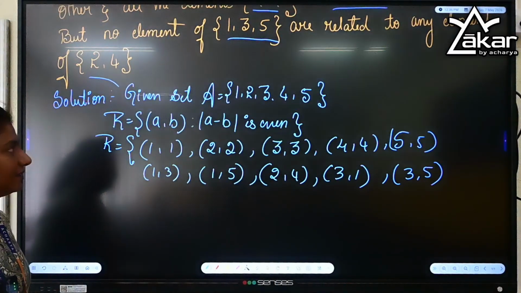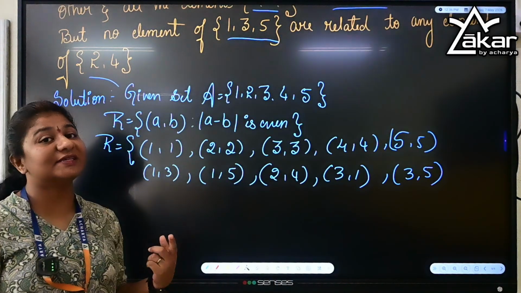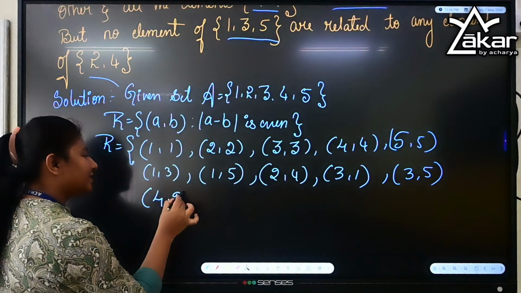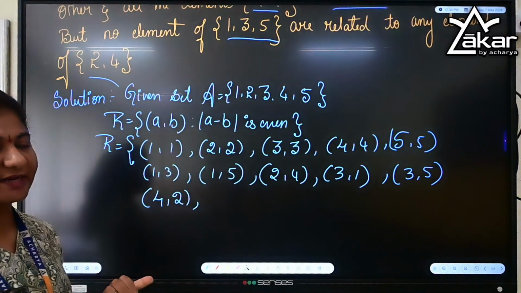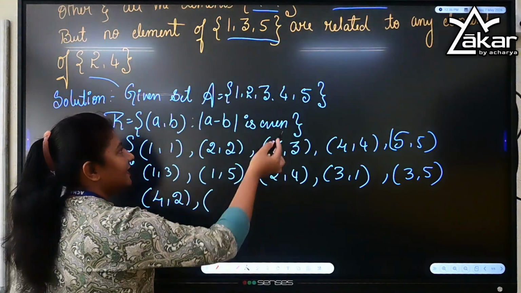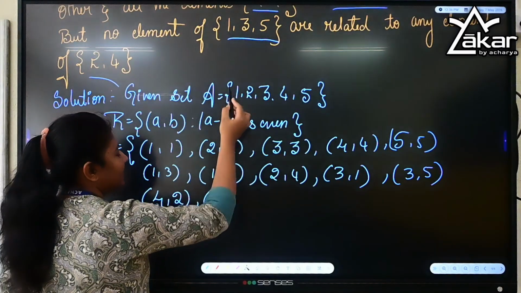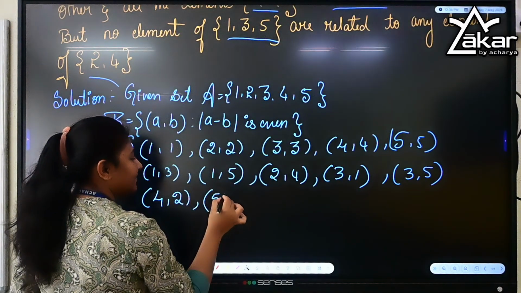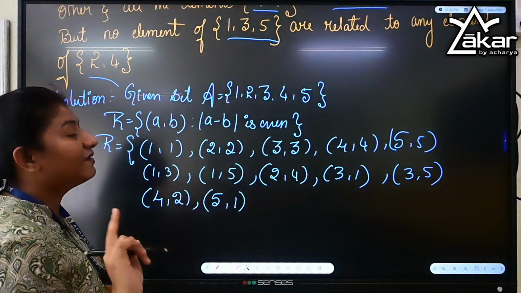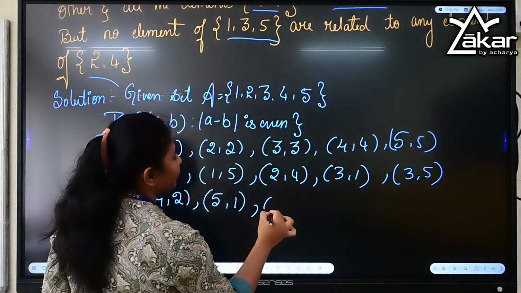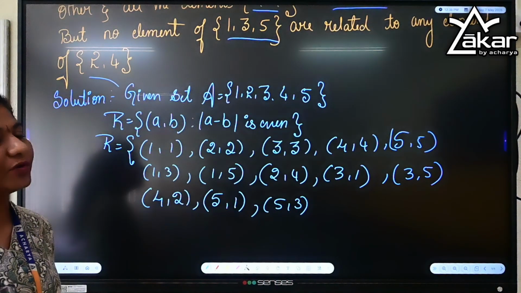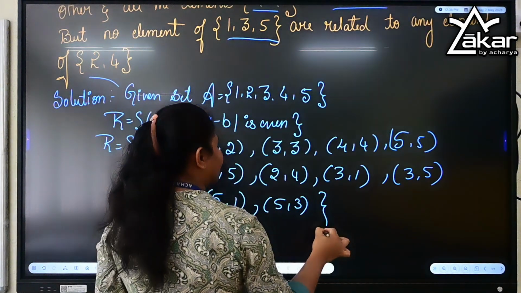Again, 4 comma 1. So 4 minus 1 is 3, not possible. Again 4 minus 2, yes. 4 comma 2 is possible. Again 4 minus 3, no. 4 minus 4 is possible. 4 minus 5 is not possible. Let us go for the next, the last one. 5 minus 1 is possible, that is 5 comma 1 is possible. 5 minus 2 is not. 5 minus 3 is possible, that is 5 comma 3 is possible. Is it possible for 5 minus 4? No. So these are the Cartesian products.